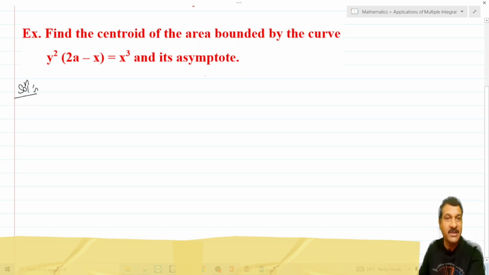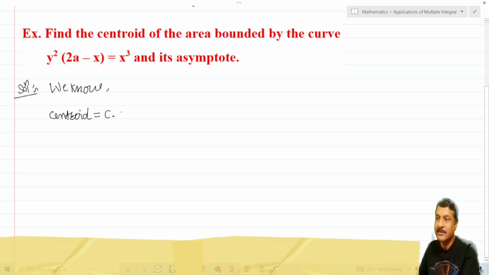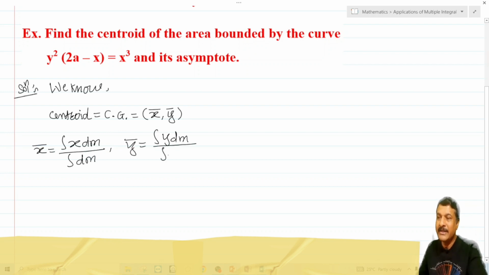So here it is very clear, right? It is a two-dimensional figure. So the centroid is x bar, y bar. So we know the centroid, that center of gravity, is equal to x bar, y bar. And what is x bar? Without fail, I will always write the formula. X bar equals integration of x dm upon integration of dm, and y bar equals integration of y dm upon integration of dm.